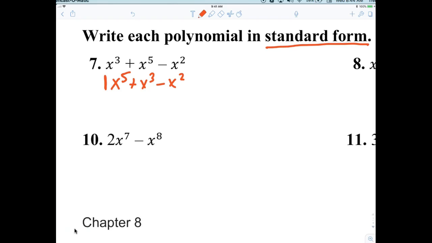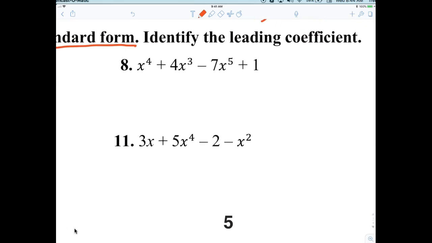You just write it in the order. Descending order. That's right. You write it in descending order. So number 8, you should be able to see that should be negative 7x to the 5th plus x to the 4th plus 4x cubed plus 1. Everybody see that? The leading coefficient would be negative 7. Because you're doing it in terms of the exponent. 5, 4, 3, 0. You're always looking at the exponent, not the number.